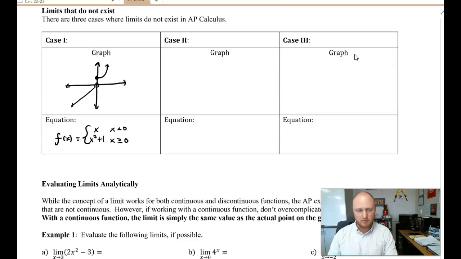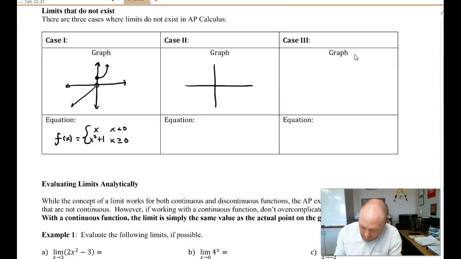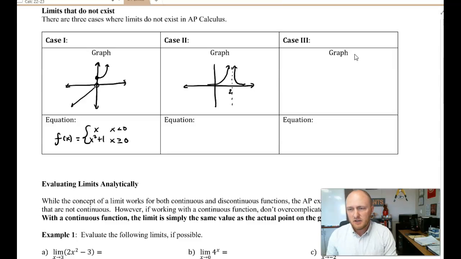So I just went up one value and the limit does not exist. Okay, so that's example number 1, a jump discontinuity, and the limit does not exist there. Case number 2 is when we have vertical asymptotes. An example of this, let's say, is an asymptote here at 2, with a function that goes up on the left side of it, and I'll even do it going up on the right side of it. The limit here does not exist.